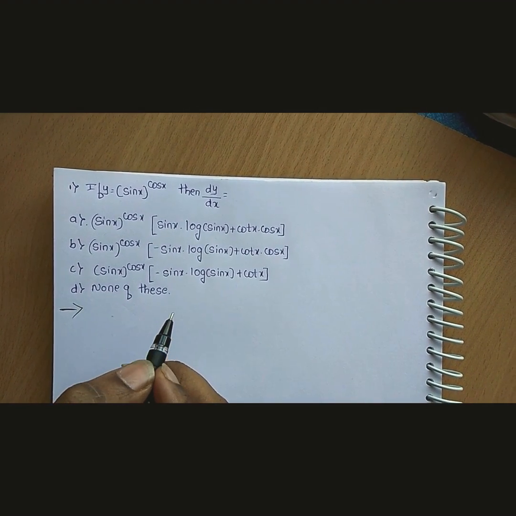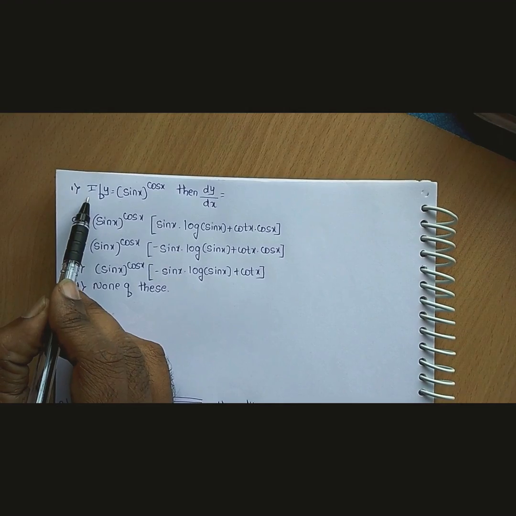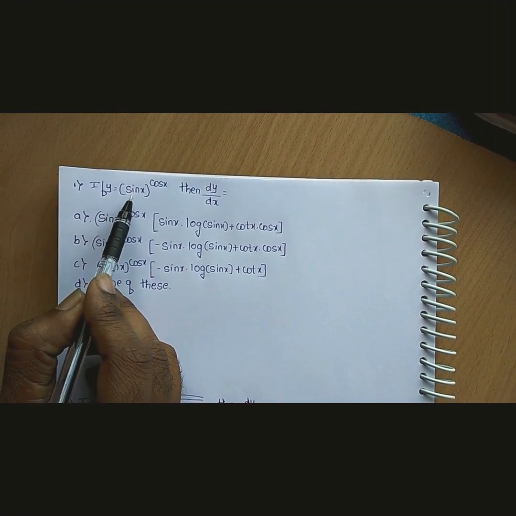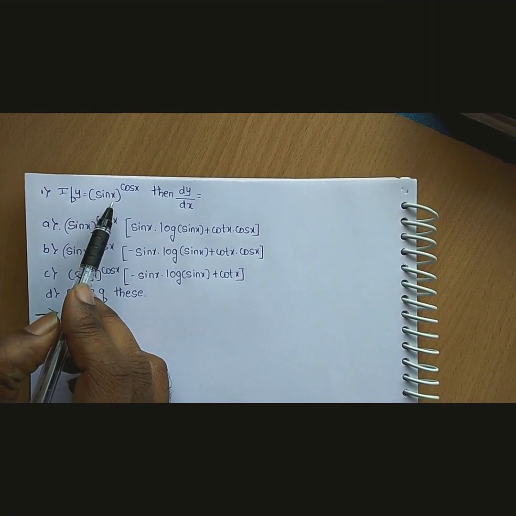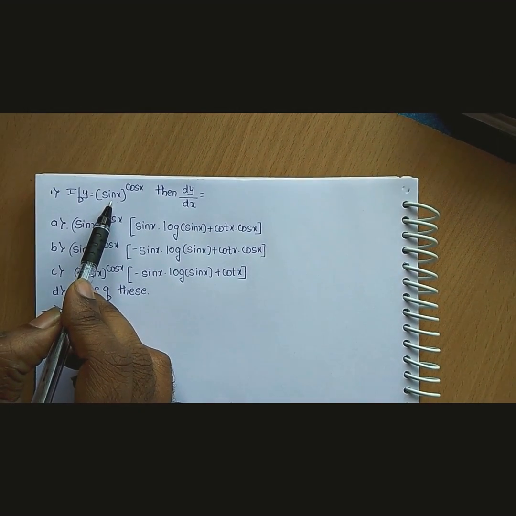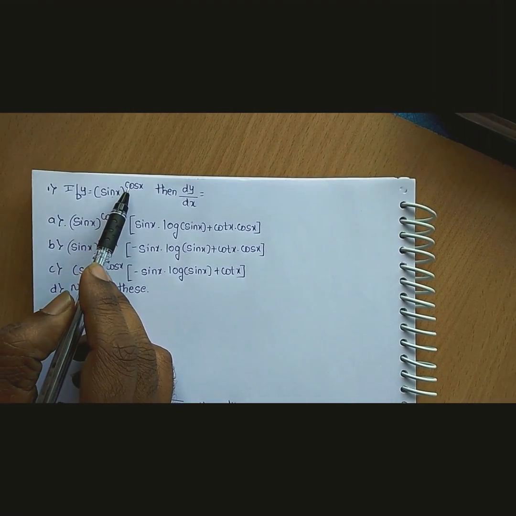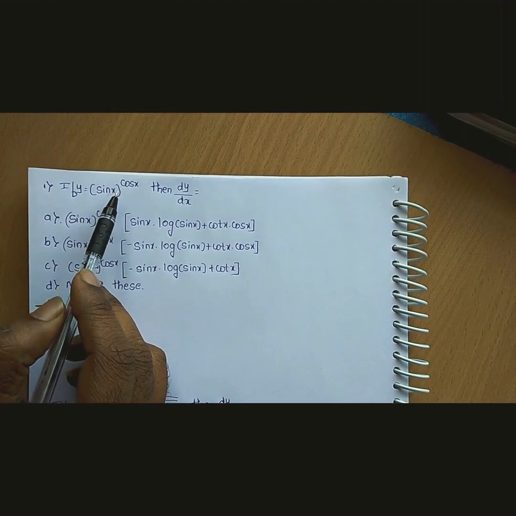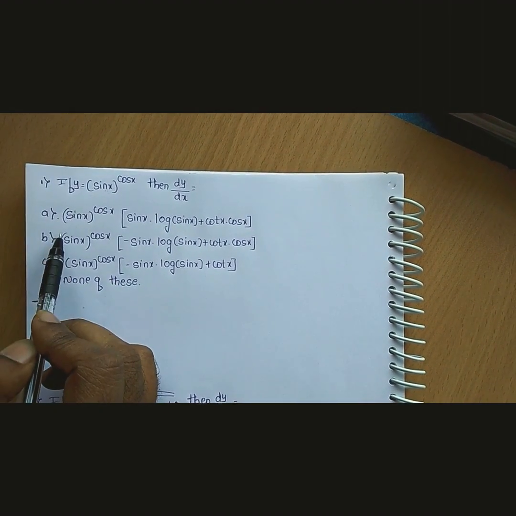Today we will see some questions based on differentiation. If you observe here, first question, if y is equal to sin x to the power of cos x, then we have to find the derivative of this given function. This is of the form function to the power of function. To solve function to the power of function by the usual method will be very lengthy. Therefore, I will tell you one shortcut.